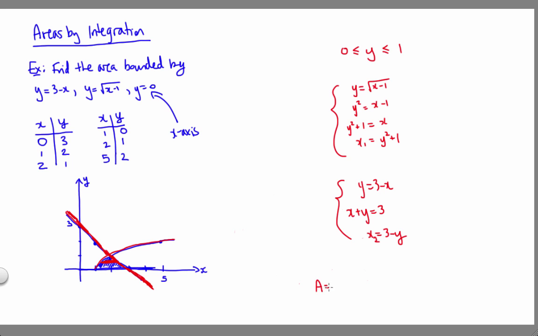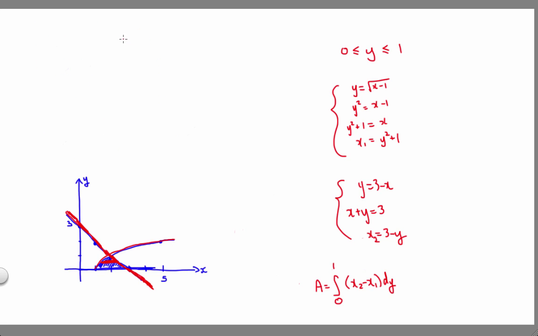So now to get our area, we're going to be integrating the area of this horizontal slice here. Its area is going to be x2 minus x1 times dy. And since we're integrating with respect to y, we'll be integrating through values 0 to 1. Let's plug in x2 and x1. We've got area is the integral from 0 to 1 of 3 minus y, and then we need to subtract off all of x1, which is y squared plus 1. And that entire expression is going to get integrated with respect to y.